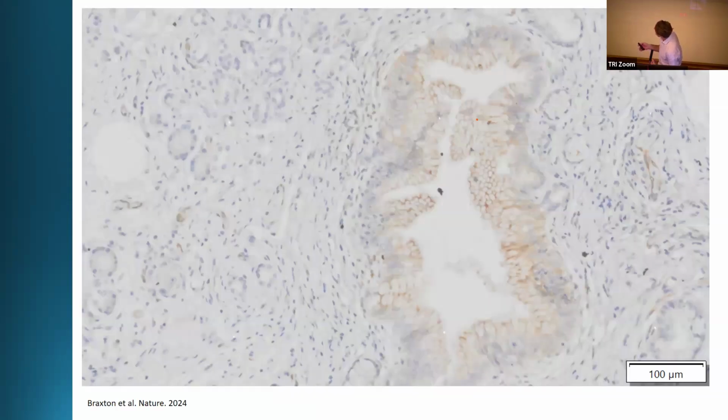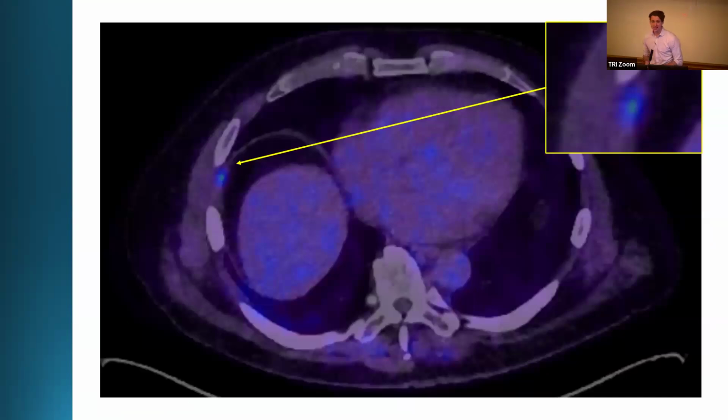But we did sample a PanIN, incidentally, in a case of chronic pancreatitis. And these show up frequently. In this case, you can see, again, that there is this epithelial expression, and there's a stromal reaction developing around this one, which isn't FAPI avid. And this scan can detect lesions as small as 4 millimeters in size.